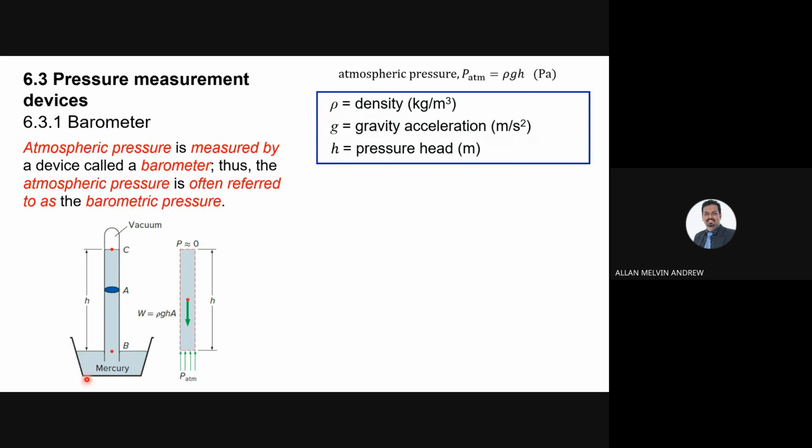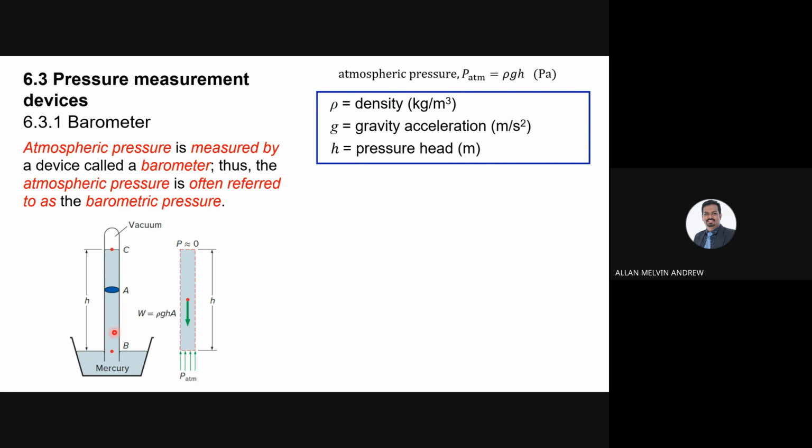You have a container, and you have an inverted tube. Okay, inverted tube. Atmospheric pressure is measured by a device called a barometer. Thus, atmospheric pressure is often referred to as the barometric pressure. Barometric pressure is another name for atmospheric pressure, because we are using the barometer to measure the atmospheric pressure.